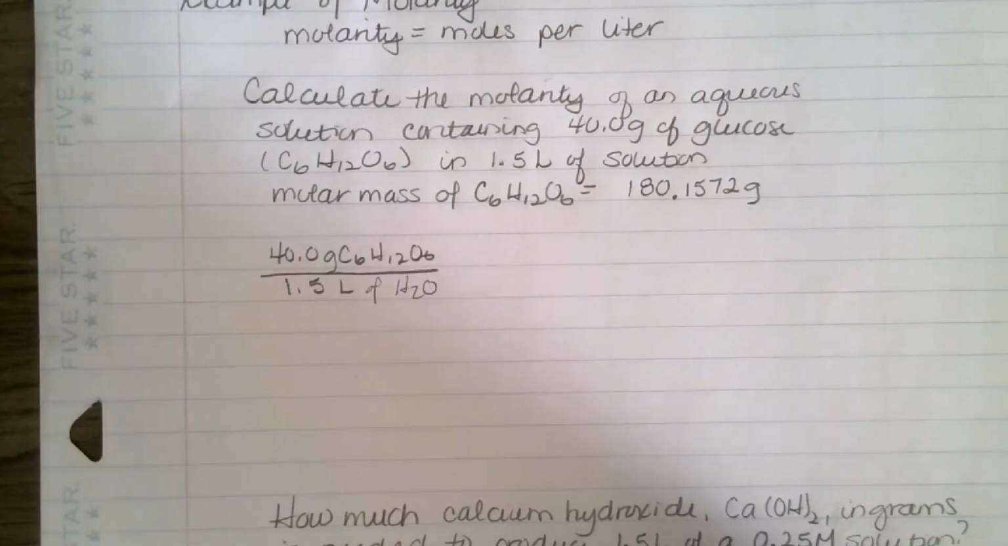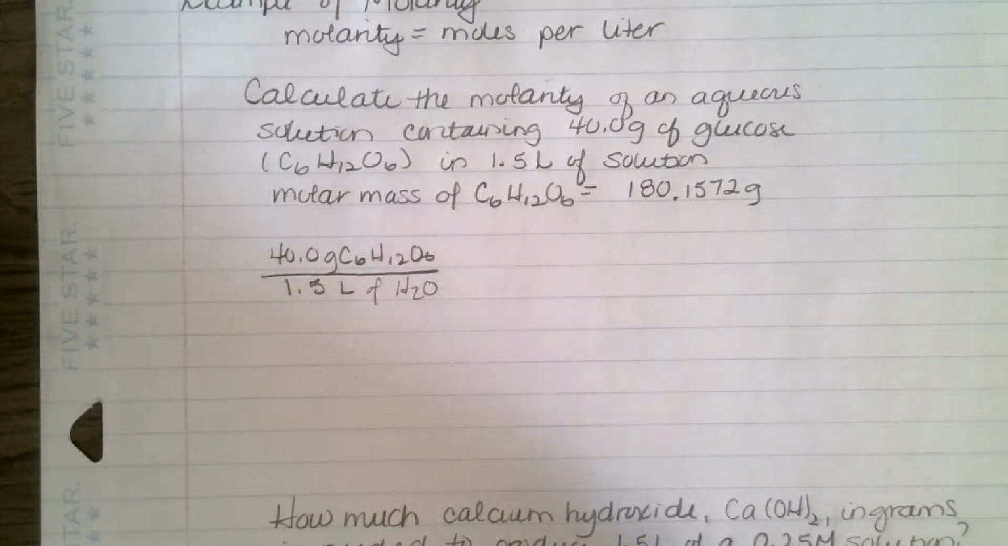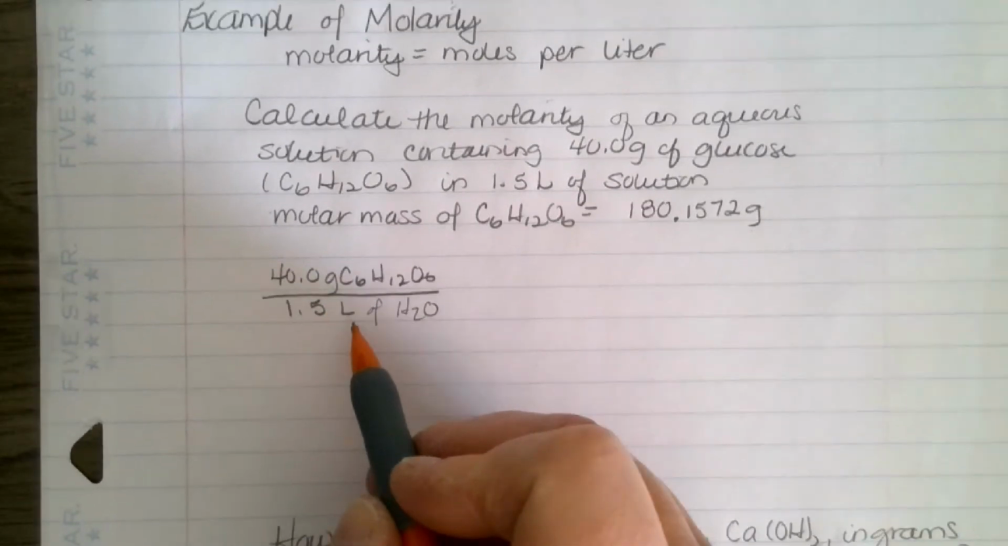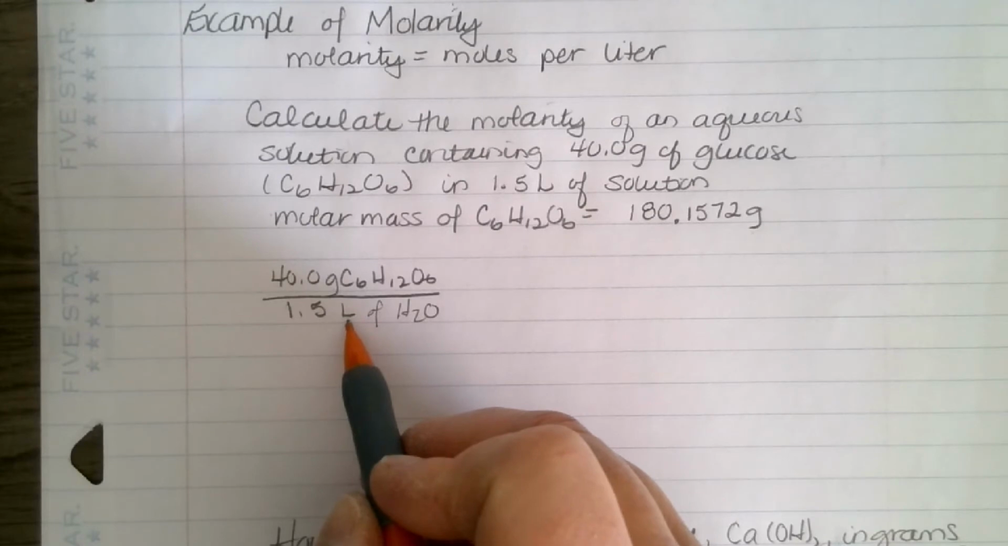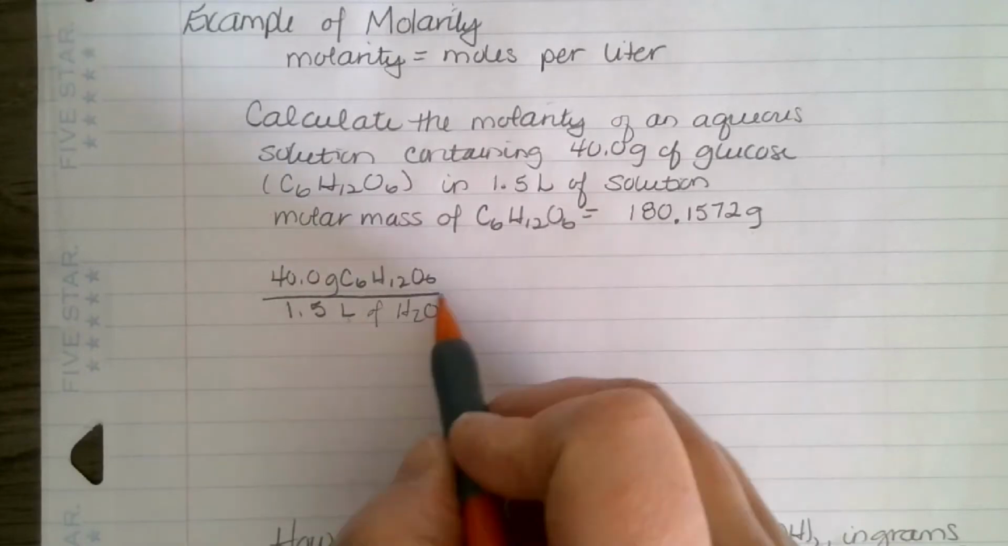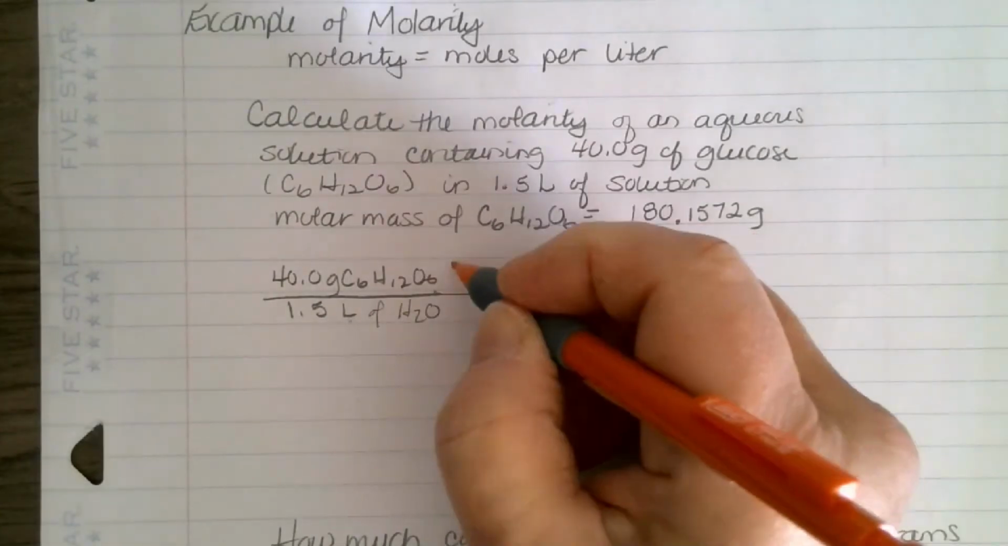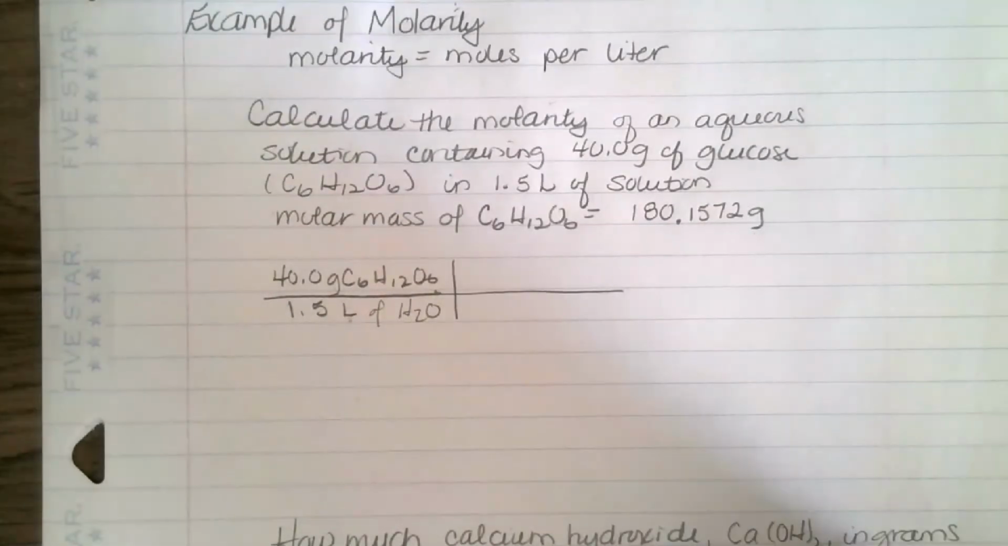I need to determine the moles per liter. I have grams here and I already have liters on the bottom, so half my job is done. My labeling is correct for liters on the bottom, so I'm not going to address that. But what I need to do is find out the number of moles. So I'm just going to use a little bit of dimensional analysis here.